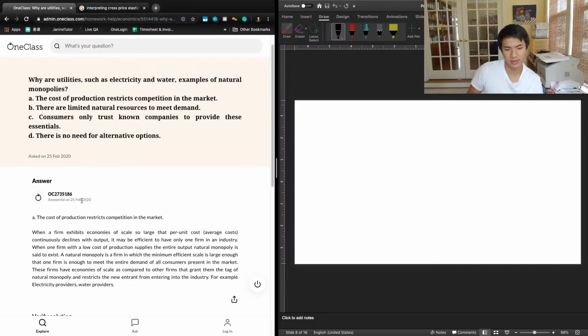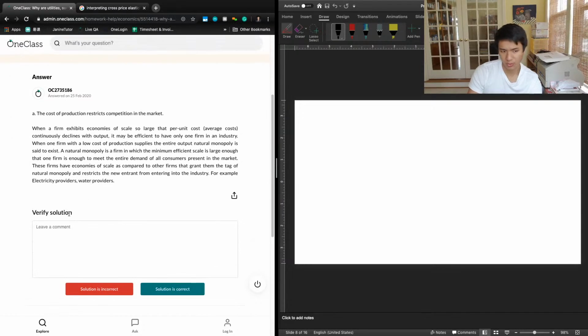These firms have economies of scale as compared to other firms that grant them the tag of natural monopoly and restrict new entrants from entering the industry. For example, electricity providers and water providers. So I think that's well said.